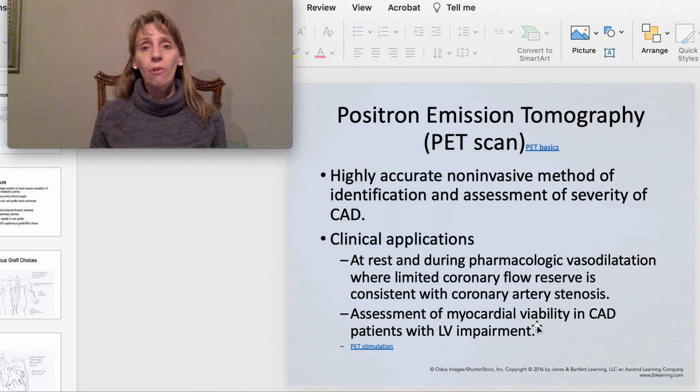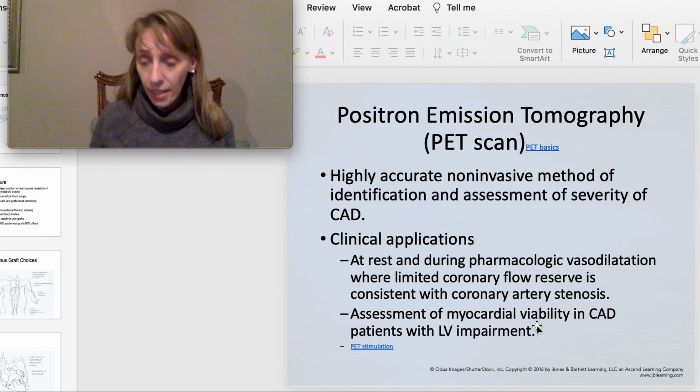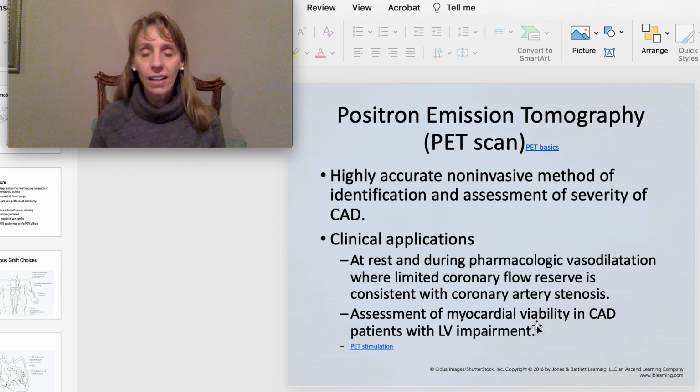Moving on. Another thing is called a PET scan. Again, I've given you a nice link. It's kind of tiny on that slide, but this is another very innovative piece of technology, right? A non-invasive, highly accurate way of identifying the severity of heart disease.